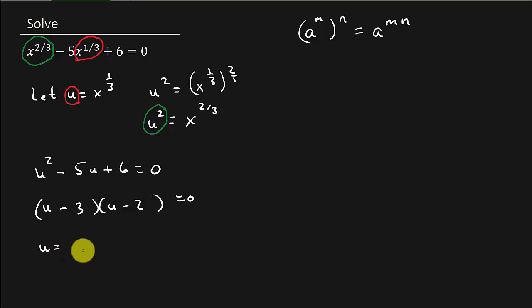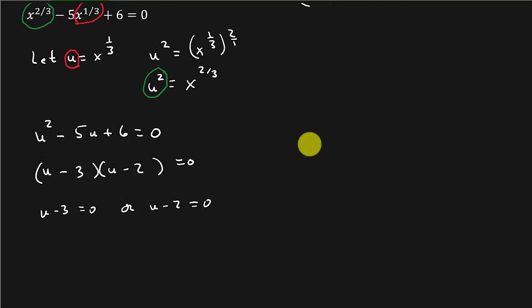And so I get u minus 3 equals 0, or u minus 2 equals 0. And then I'm going to add 3 to both sides here. So that's u equals 3, or here I'm going to add 2 to both sides, u equals 2. All right, but remember, we're not trying to solve for u. We want to solve for x.